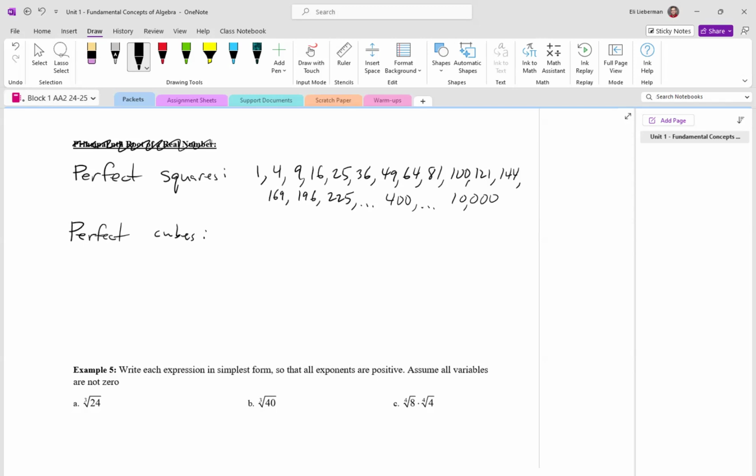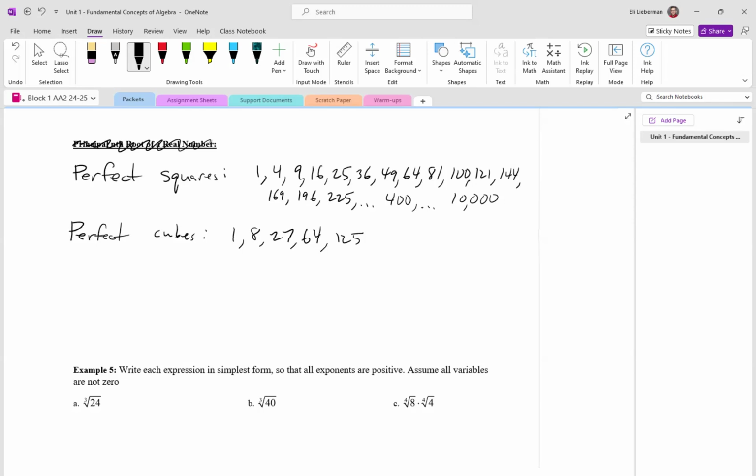Would you please discuss with your neighbor what perfect cubes do you know? I imagine it's a shorter list. Okay, so 1. What's the next one? 1, 8, 27, 64. After 64 is 125. I do expect you to know these.